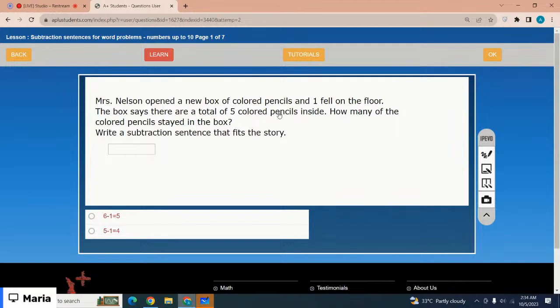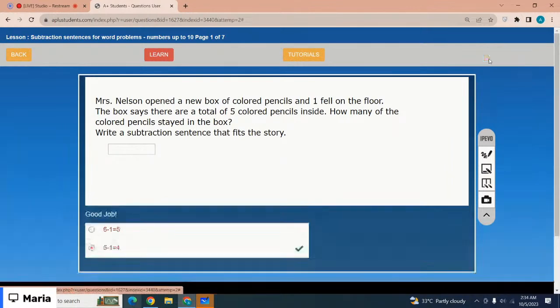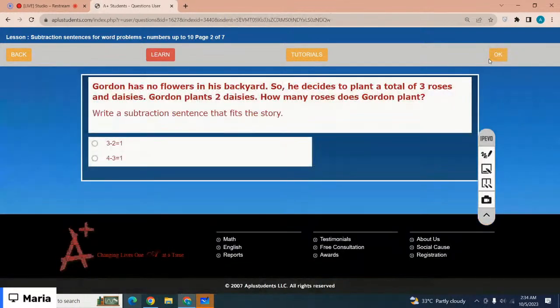Okay. So the color box has a total of 5 pencils, right? How many of the color pencils stayed in the box? Just one fell down, right? So that would be 5 take away 1. And how many color pencils are left in the box? That would be 5 take away 1 equals 4. Option number 2 is the correct option. 5 take away 1 equals 4, right?